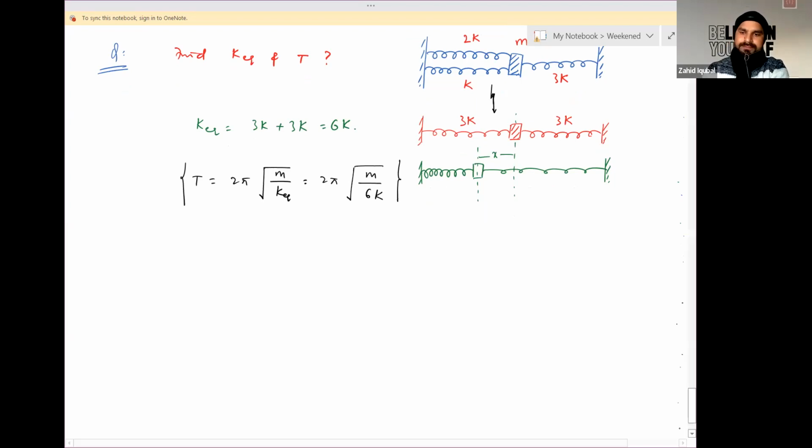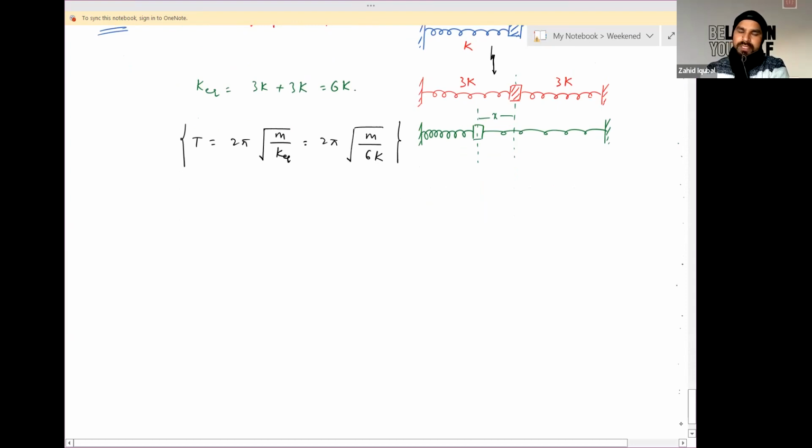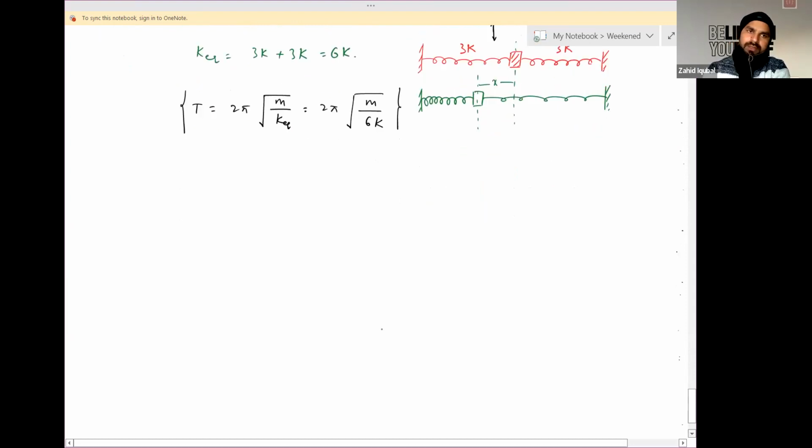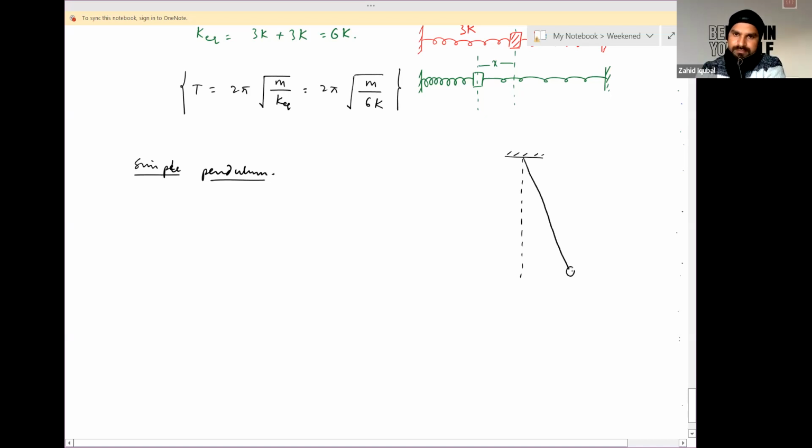Matthew, done? Yes, sir. Okay. So this is all about combination of spring or simply spring mass system, series combination, parallel combination. Next is simple pendulum. From any rigid support, a string having bob attached to it at any one end starts oscillating like this.